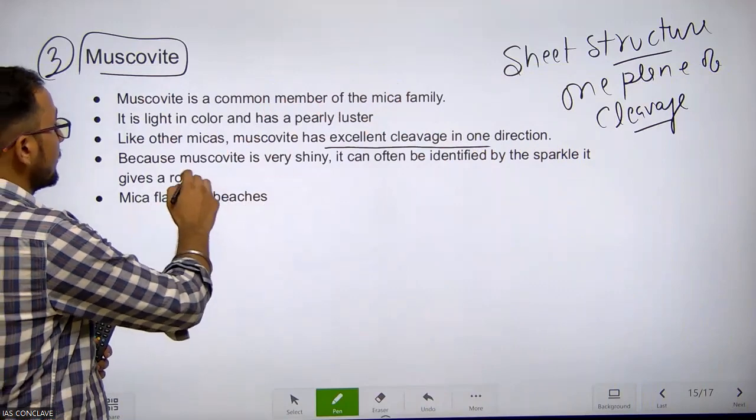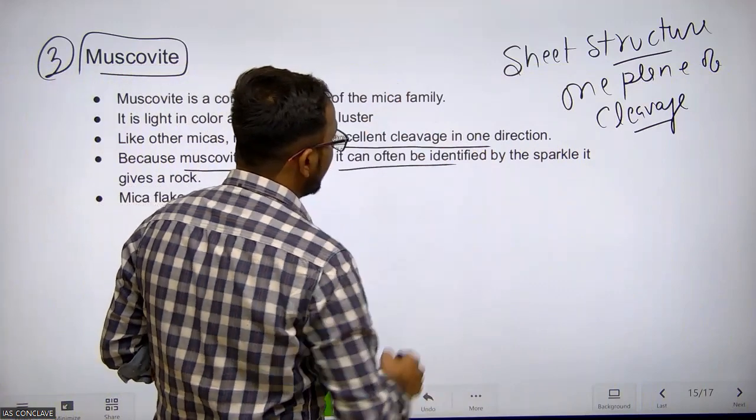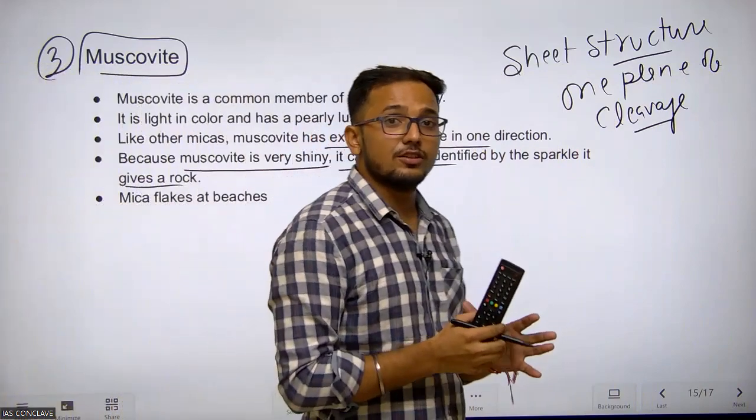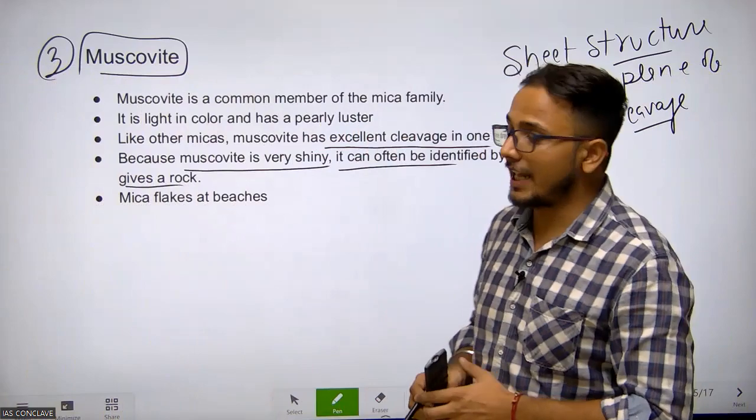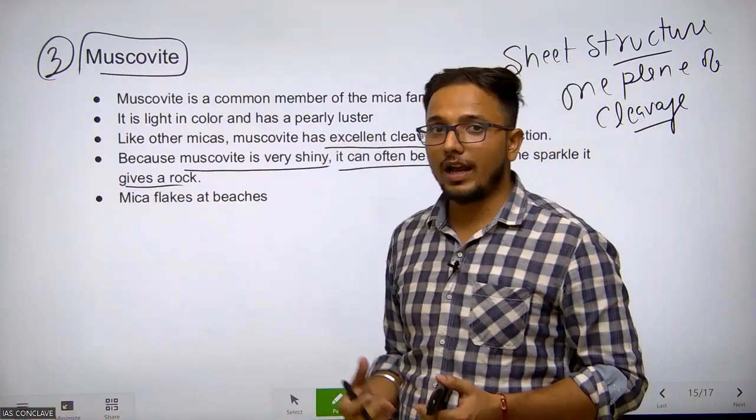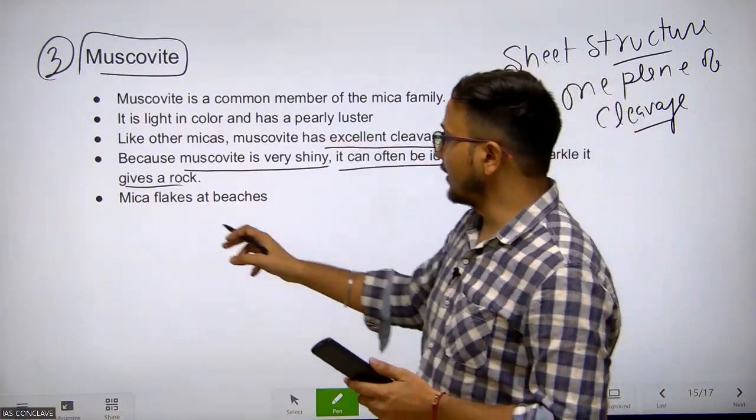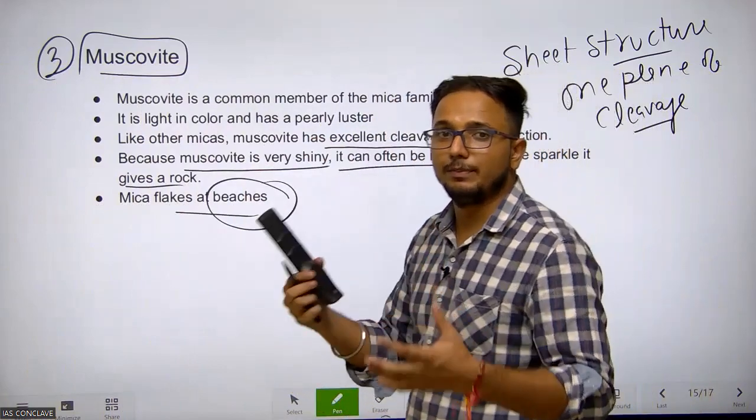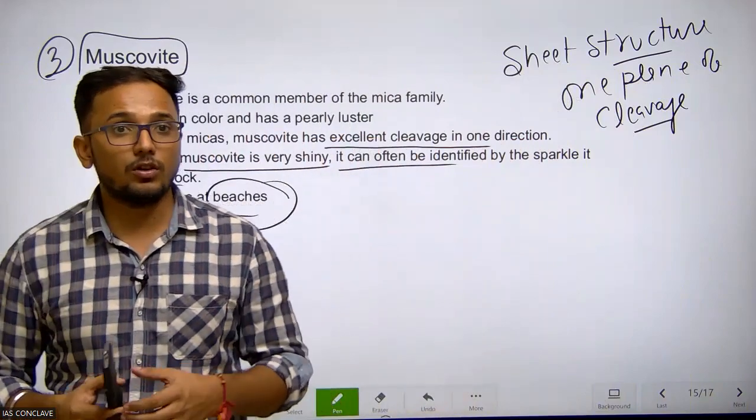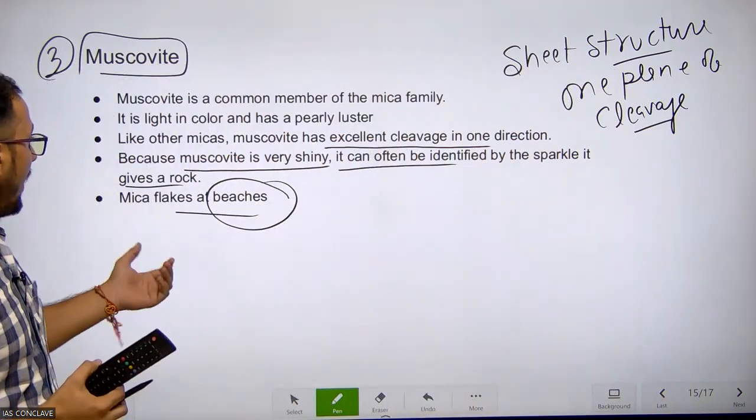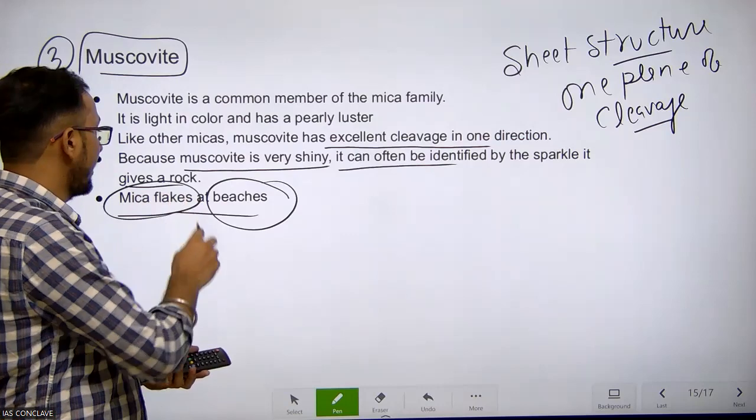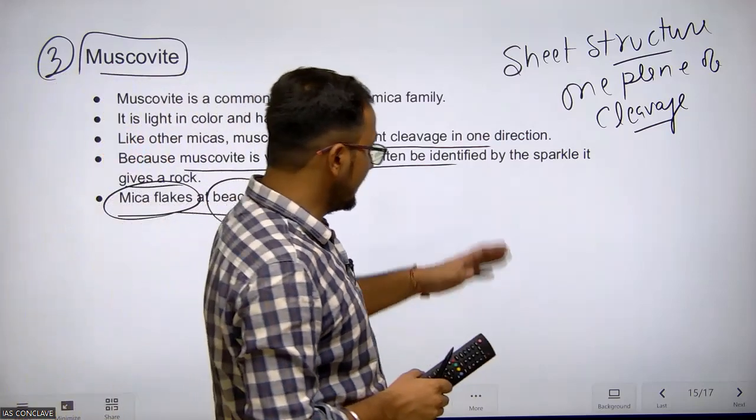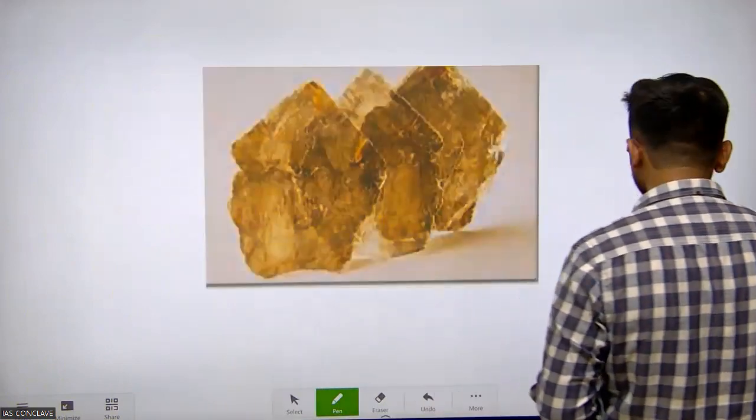An excellent example of the cleavage is shown by the muscovite or mica in one direction. Muscovite is very shiny, it can often be identified by the sparkle it gives to the rock. Because of their shiny nature, in the Middle East in medieval times they were used as window glass. Mica flakes you will find at the beach because they are very shiny. Whenever you visit a beach like Goa or other South Indian beaches or European beaches, you will find mica flakes. These mica flakes on the beach are of the muscovite mineral. So this is how you can recognize your muscovite.